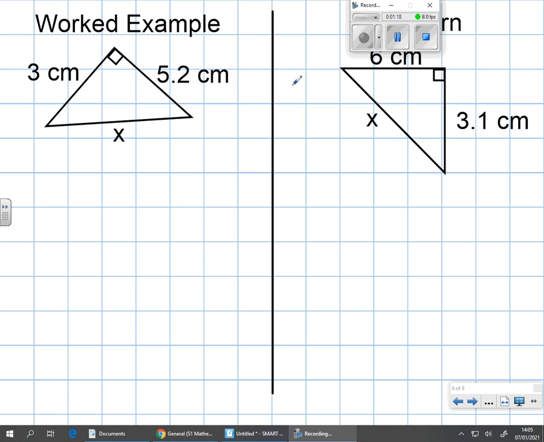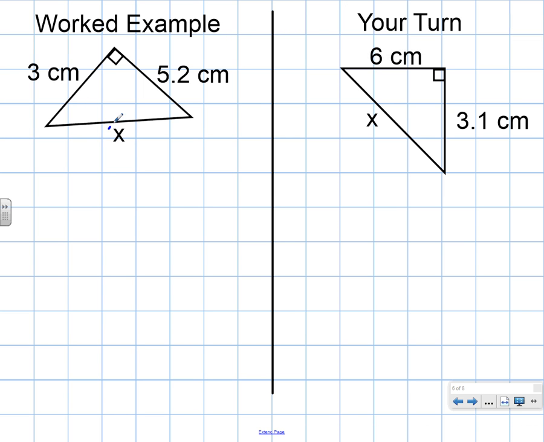On to our final worked example. A little bit different, this one. The triangle's been spun round, but I'm still looking at the right angle and the side I'm trying to find. So it's side X I'm being asked to find, and it is opposite the right angle. So it is still the longest side, it is still the hypotenuse. And I can still use Pythagoras' theorem in the form C squared is equal to A squared plus B squared.